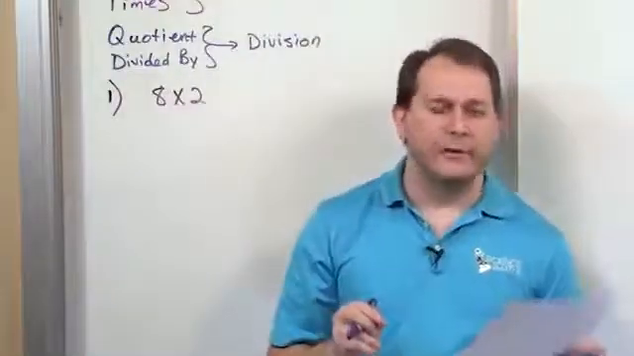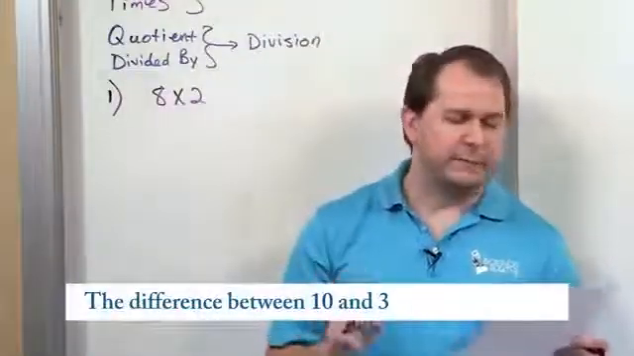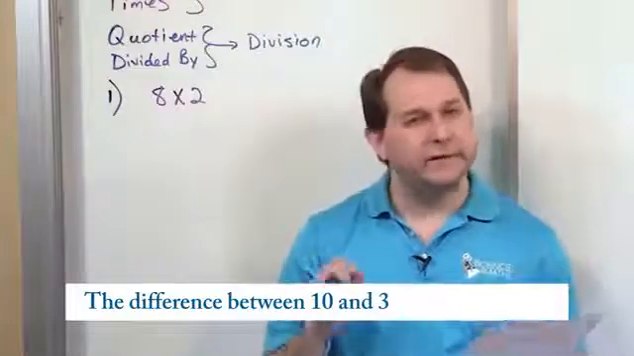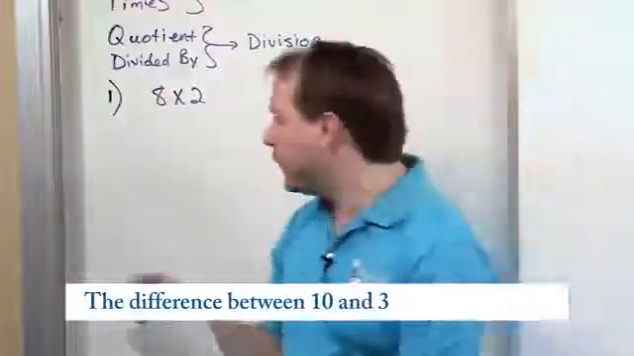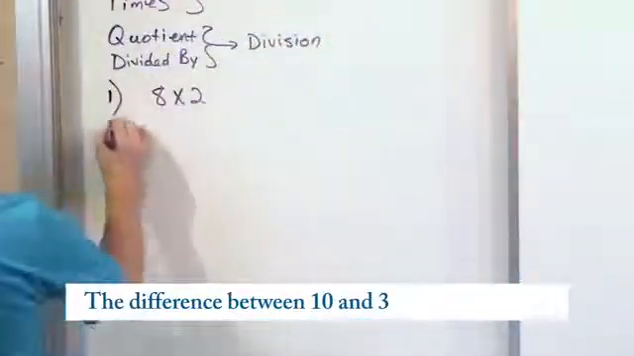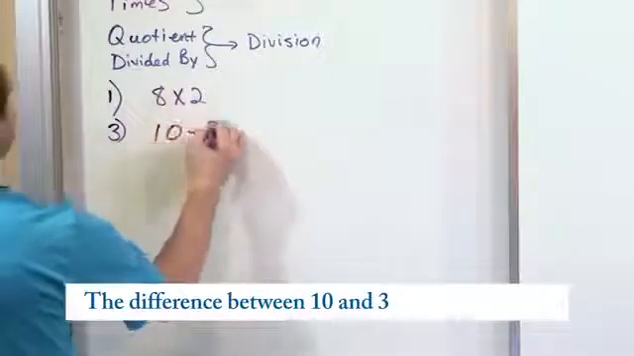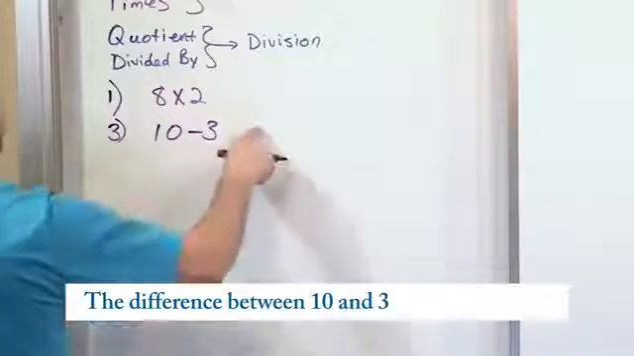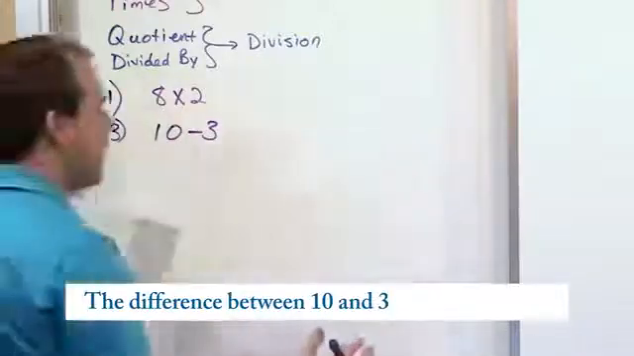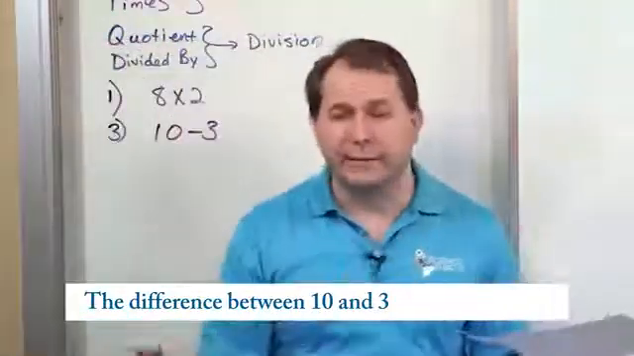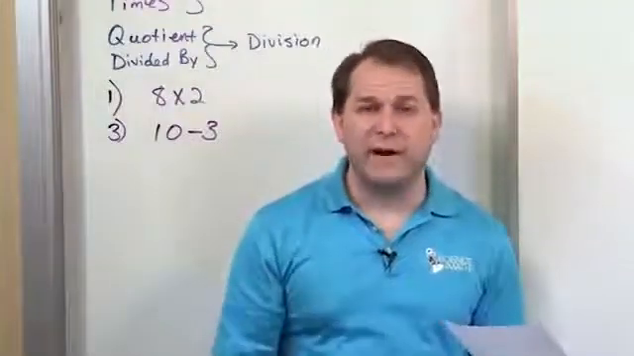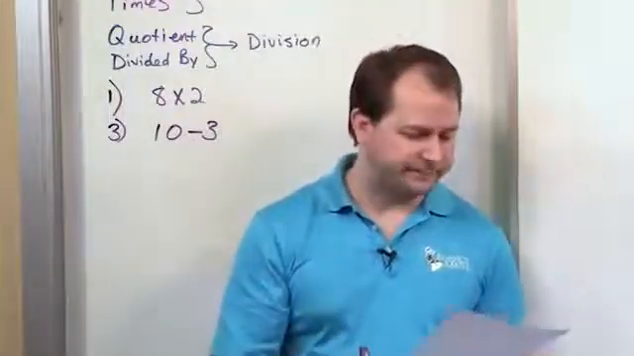The next one would be the difference between 10 and 3. The difference between 10 and 3. So if we're going to write that, the word difference should trigger in your mind subtraction. So the difference between 10 and 3 is going to be written 10 minus 3. You would not want to write it as 3 minus 10 because that's not really possible. You can't really do 3 minus 10. You don't have enough to subtract, so it needs to be 10 minus 3.